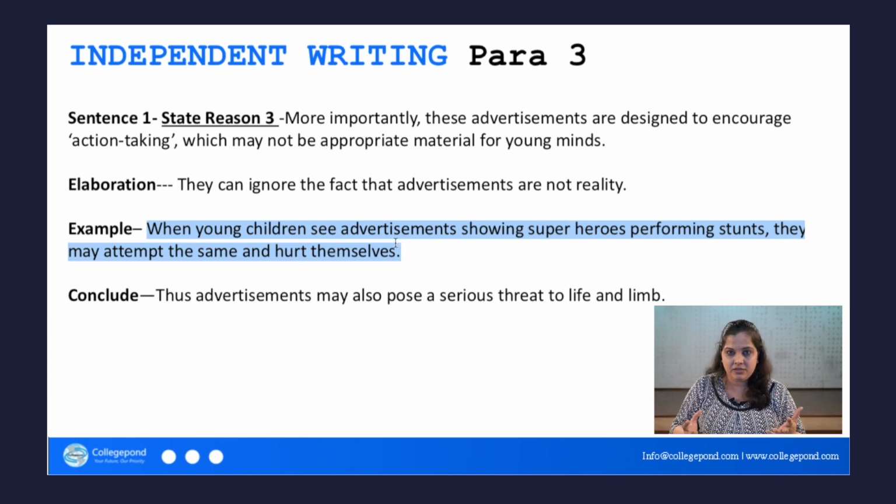Haven't we heard of this? Time and again we read about this in the newspapers, where some child has fallen off a cliff or done something stupid just because they saw their superhero doing that in an advertisement. So be very careful and incorporate these kinds of interesting elements in your essay to make it colorful and to give it that personal touch.